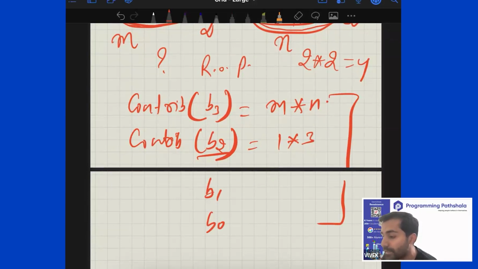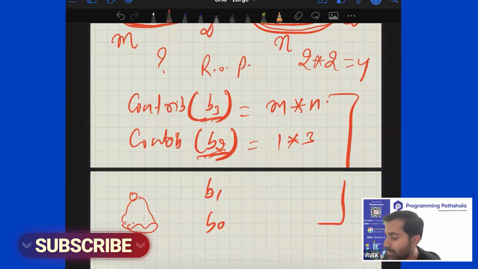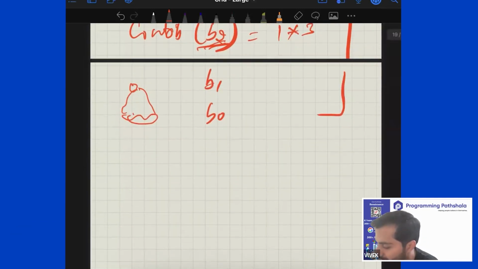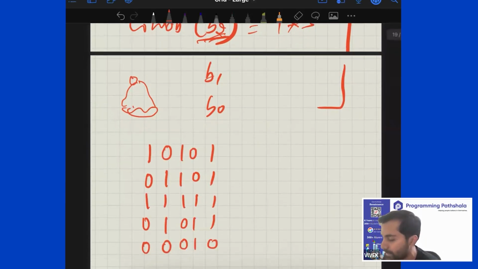Contribution technique, does it ring a bell? So what we are doing over here is, instead of considering all the pairs, we are finding the contribution of a particular bit position. That's it. Now imagine in your array, you have got multiple numbers. So let's say your first number is like 10101, the second number is like 01101, then 1111, then 01011, 00010.